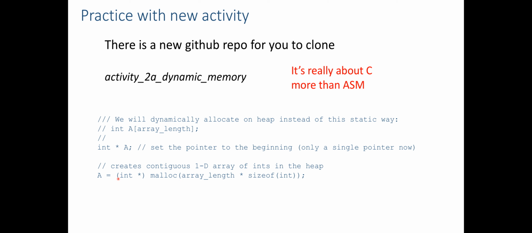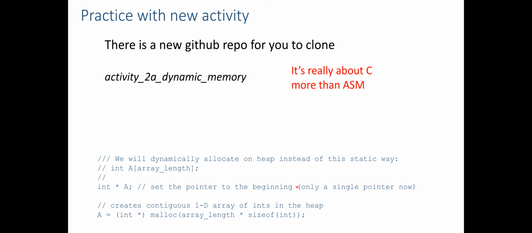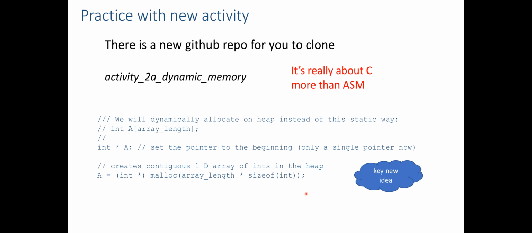But then by declaring it an int star out here, the code now knows this is an array of integers. And so this is what we have to get used to here. This is the new key idea: you've got to get used to how you can dynamically declare an array, and then you can use it as if you had declared it this way.